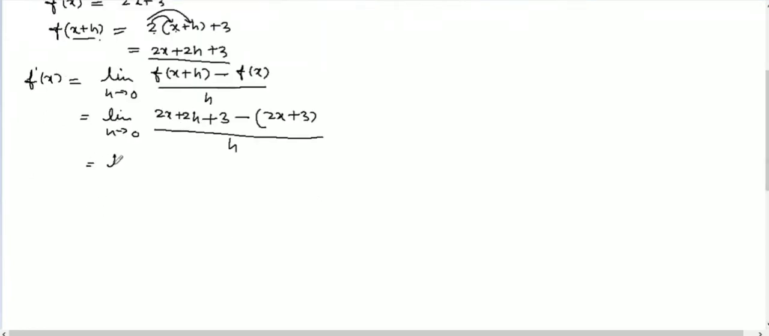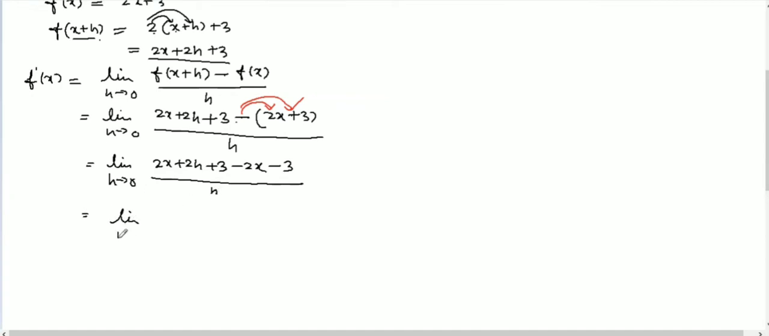Here it is, limit h tends to 0 equal to limit h tends to 0. So 2x plus 2h plus 3. Here you have to multiply by the minus sign and open the bracket here. So minus 2x, it will be minus 2x there. Then minus 3, over h.